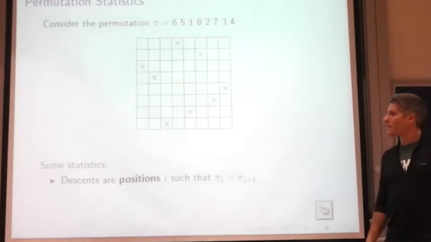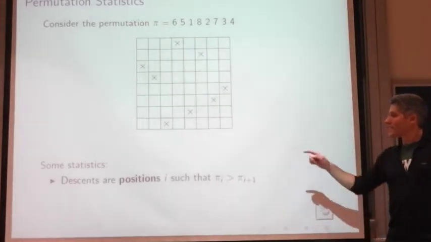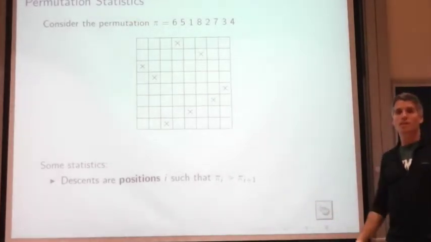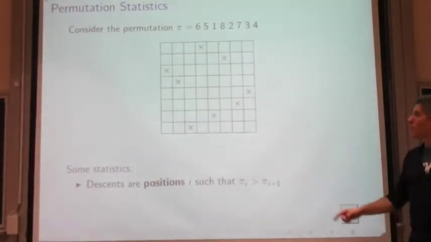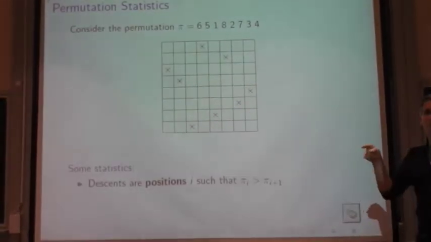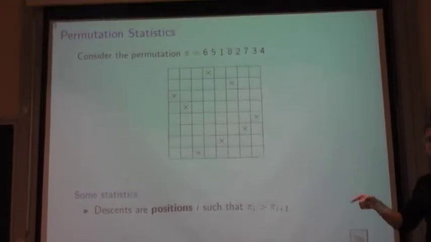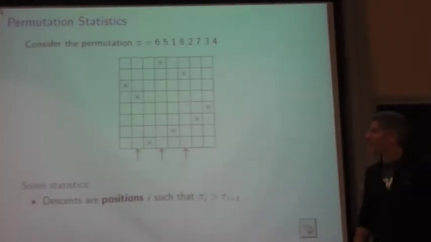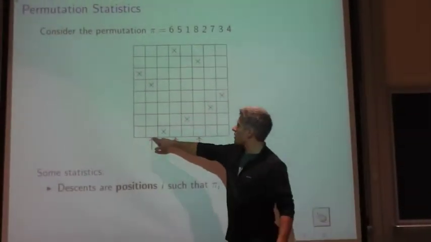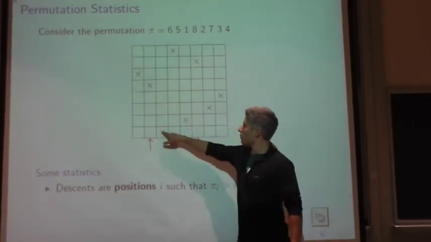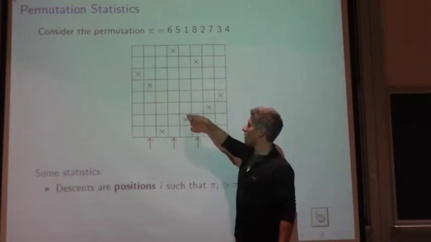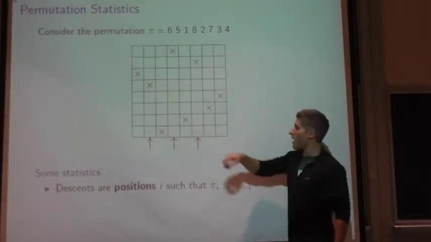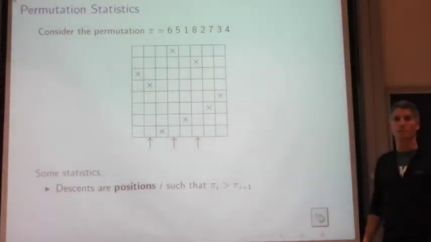The first is the idea of descents. The descents of this permutation are precisely the positions where the value in that position is greater than the value after it. So let me highlight that. In this position, this value is bigger than what comes after it. In this one, that value is bigger than what comes after, and likewise. And in fact, those are the only 3 descents in this permutation.